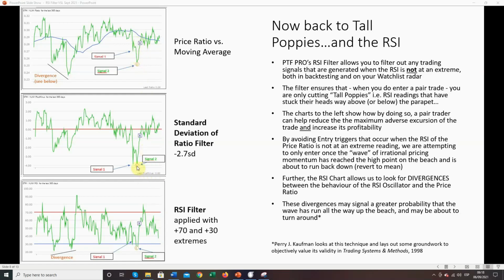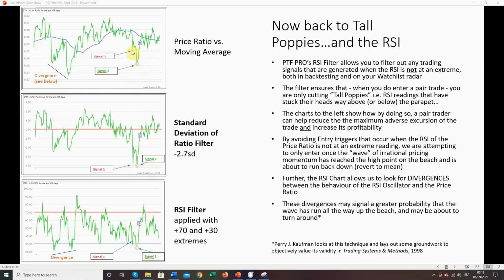So what does the RSI filter do? When this extreme was reached, no signal was generated. But then when it decided to travel way further down, that did generate a signal. And why is that? Because on the RSI filter, it had gone below the 30 extreme level, and therefore this filter was met. And the RSI filter was met, therefore a trade was called. And look at the difference between your entry.